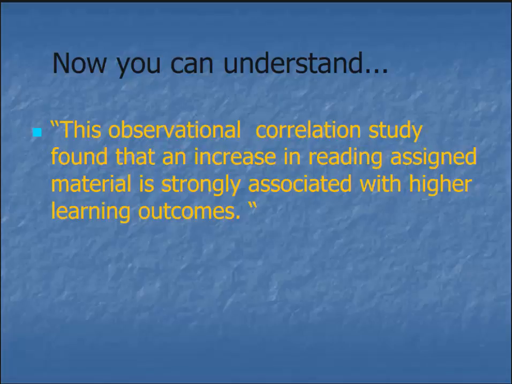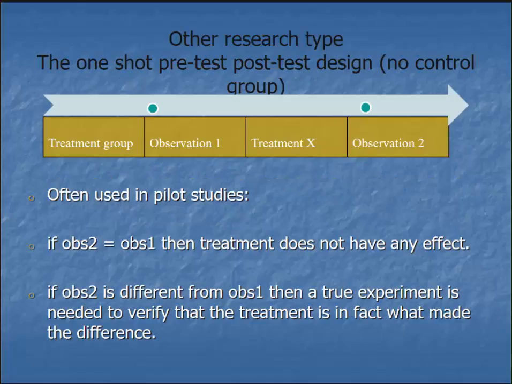Now you can understand. This observational correlational study found that an increase in reading assigned material is strongly associated with higher learning outcomes. This is a very straightforward one group study. Imagine trying out a new teaching technique on one class. If there's improvement in their learning, then maybe that technique is having an effect. But we don't know, as we don't have any students to compare to, those meaning those who did not experience the new technique.